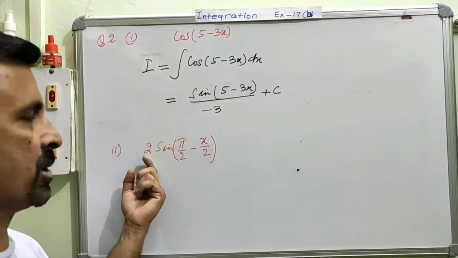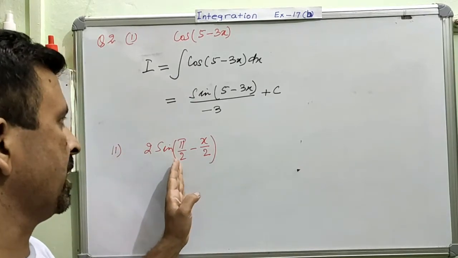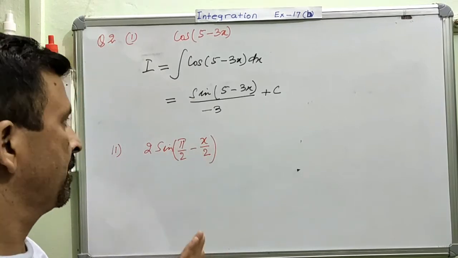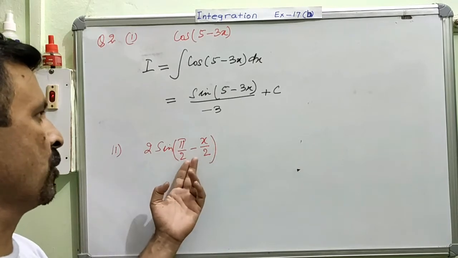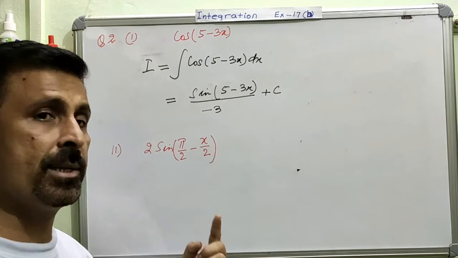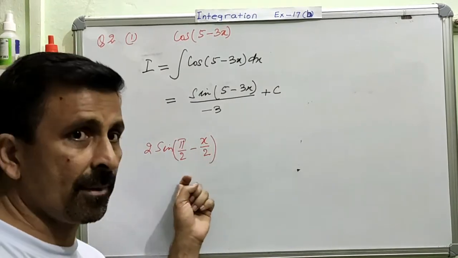2 is in the form of a product, so 2 will remain as it is. So I'm just ignoring it for some time. I'm seeing the question as sine of (pi over 2 minus x over 2), right? Pi over 2 means 90. So sine of 90 minus theta. This question is in the form of sine 90 minus theta.